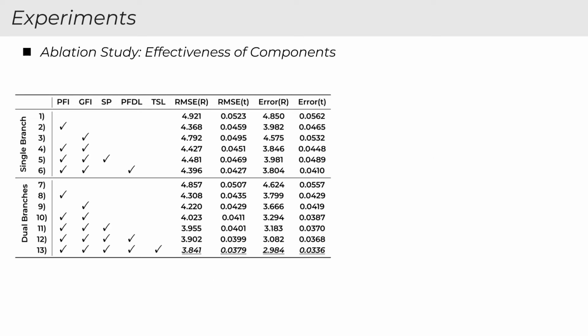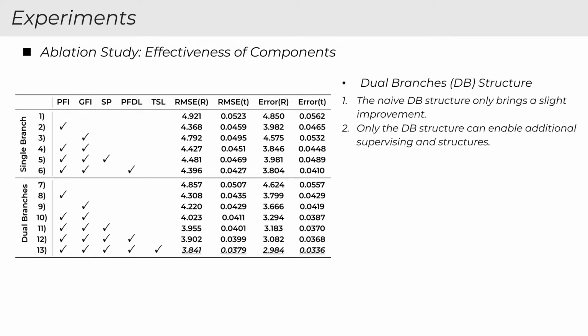We also perform ablation studies to demonstrate the effectiveness of each component, as shown in the table. The dual branches structure is an important feature of our network. Here, we replace it with a single branch structure, where 2 branches are shared weights. For fairness, we double the output channel of each convolution layer of the single branch to obtain a comparable number of parameters to the dual branches. Comparing row 1 with 7, simply applying the dual branches structure only brings a slight improvement without additional supervising. However, only the dual branches structure can enable the ability to learn attentive features and enhance feature interactions.